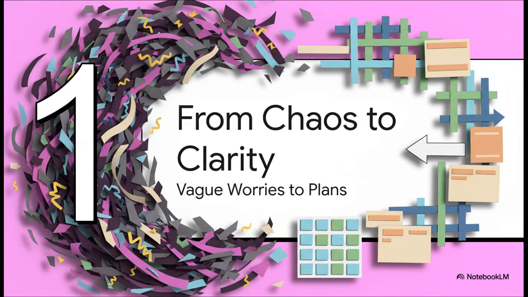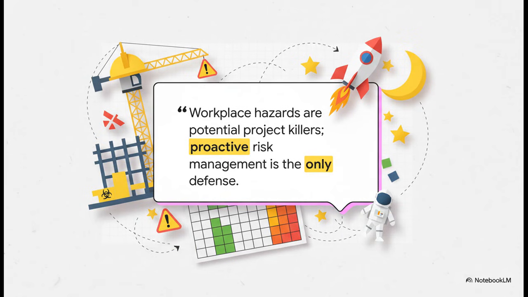All right, section 1, from chaos to clarity. We all have that little voice in the back of our heads, right? That feeling that something could go wrong. This section is all about how we grab that feeling, pull it out into the light, and turn it into a concrete, actionable plan.